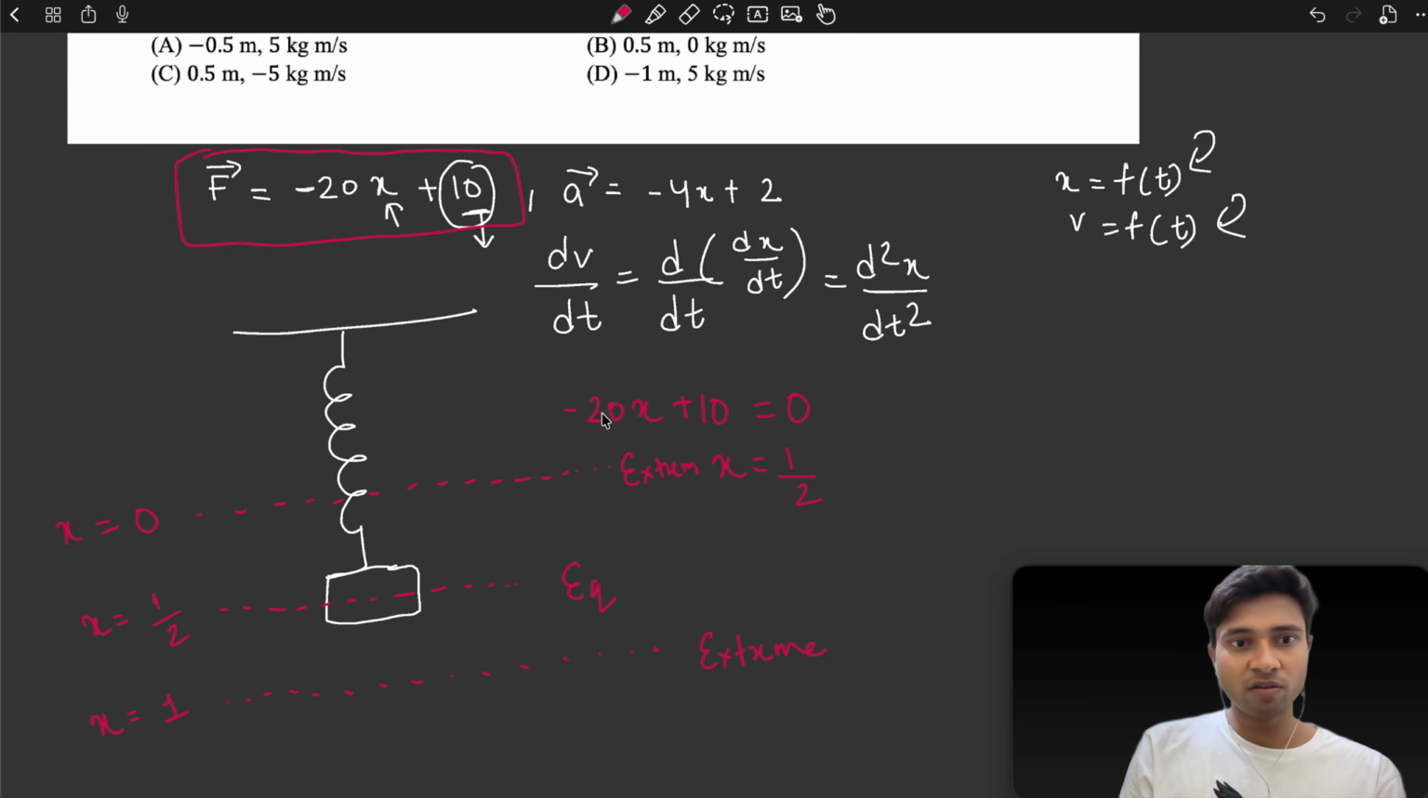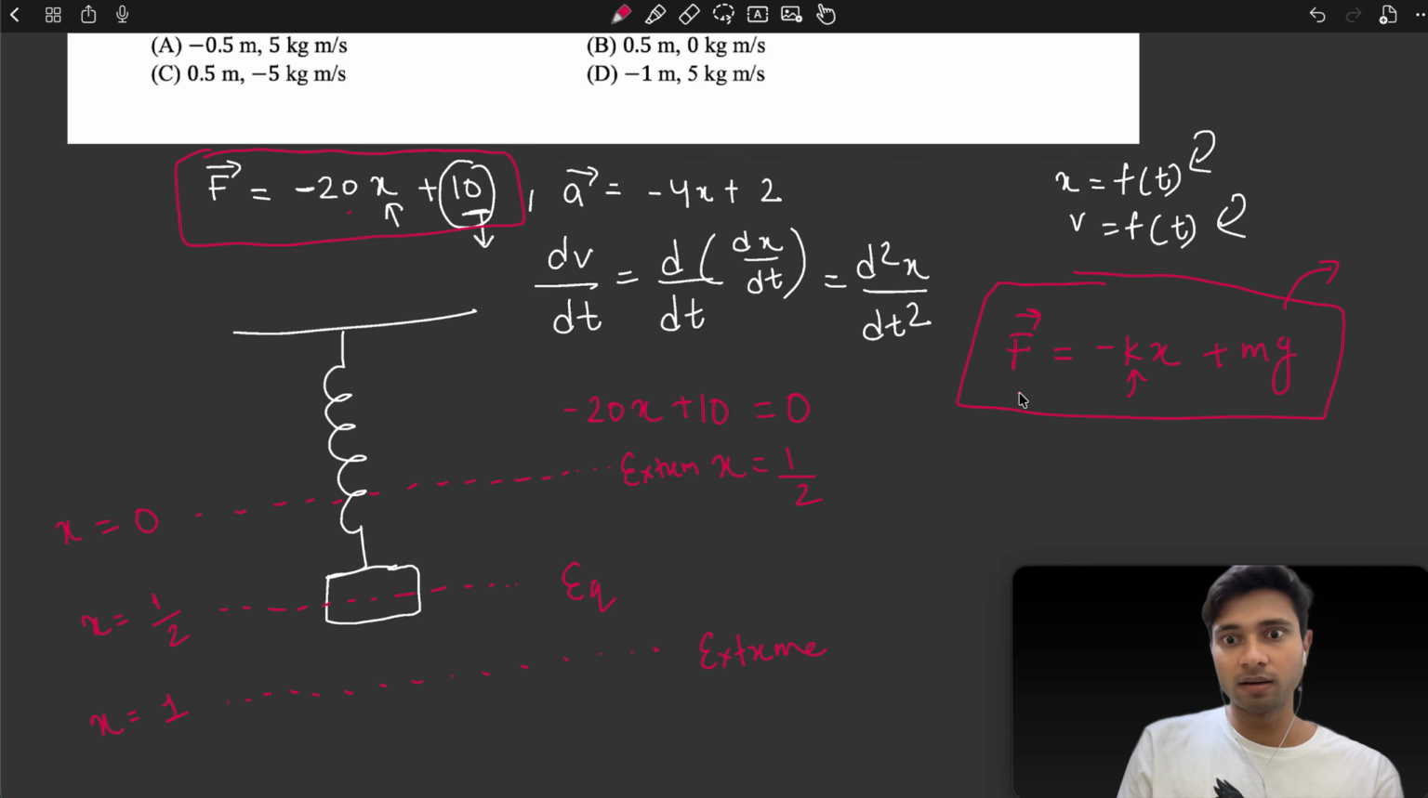Okay, what is the value of k here? k is 20. We just have to compare. Force is equal to minus kx plus mg. This is the equation of a spring mass system in the vertical direction. So just by comparison, can we say k is 20? k is 20.